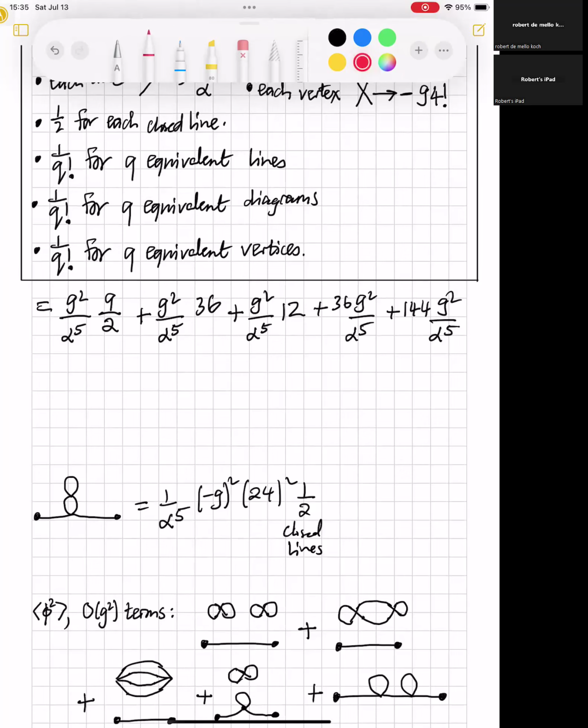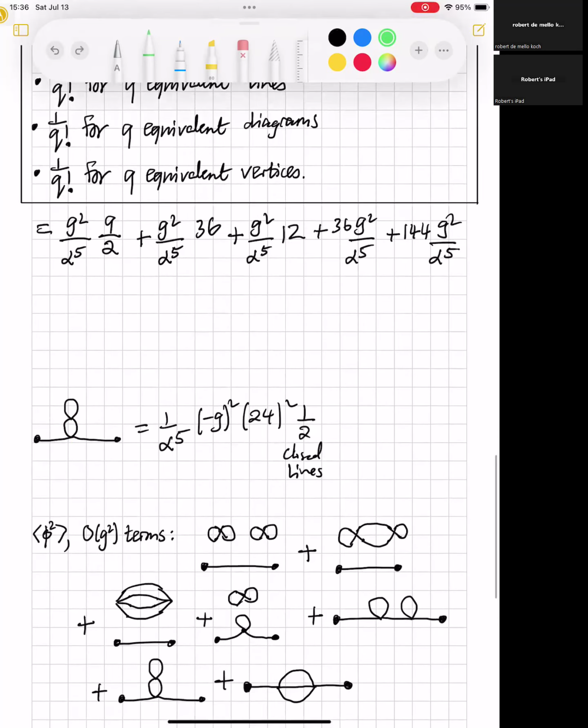And then what about equivalent lines? Well, that red line over there has the same start and end points as that green line over there. So there are two lines that are equivalent. So we should have a 1 over 2 factorial, which is just a 1 over 2. So 1 over 2, and this is for equivalent lines.